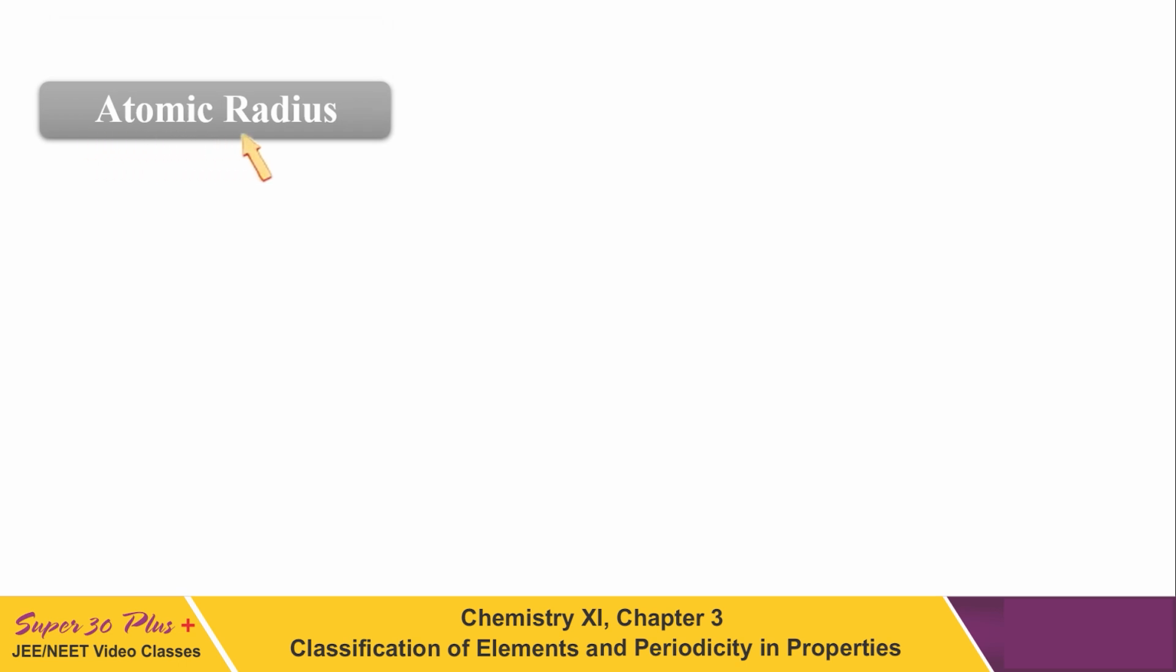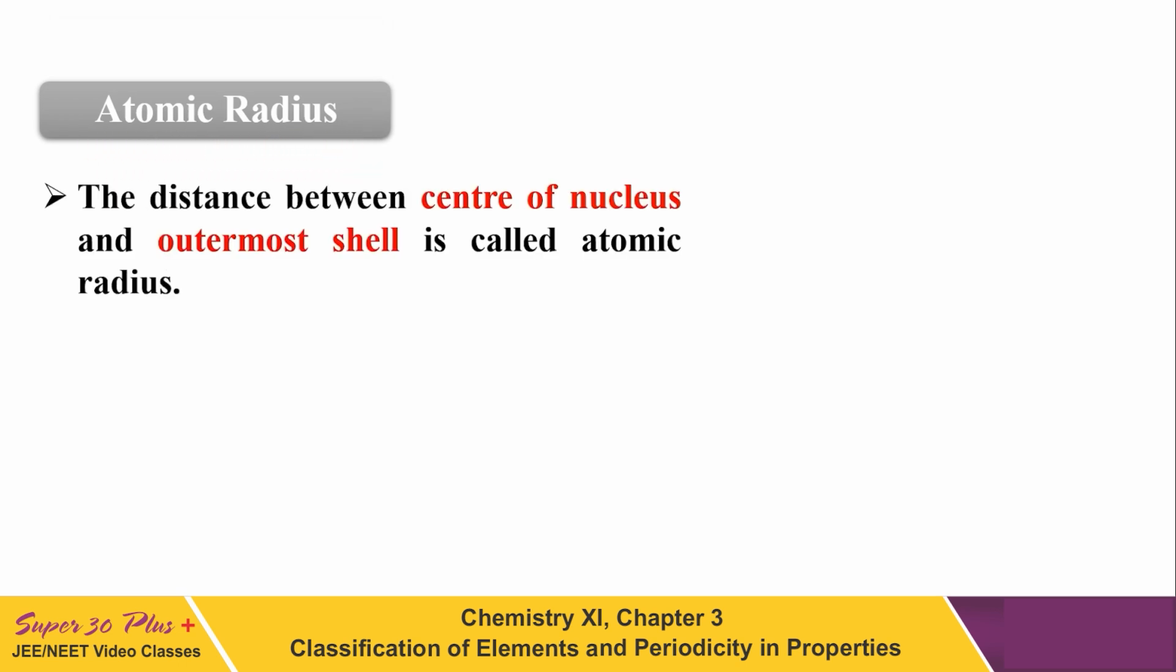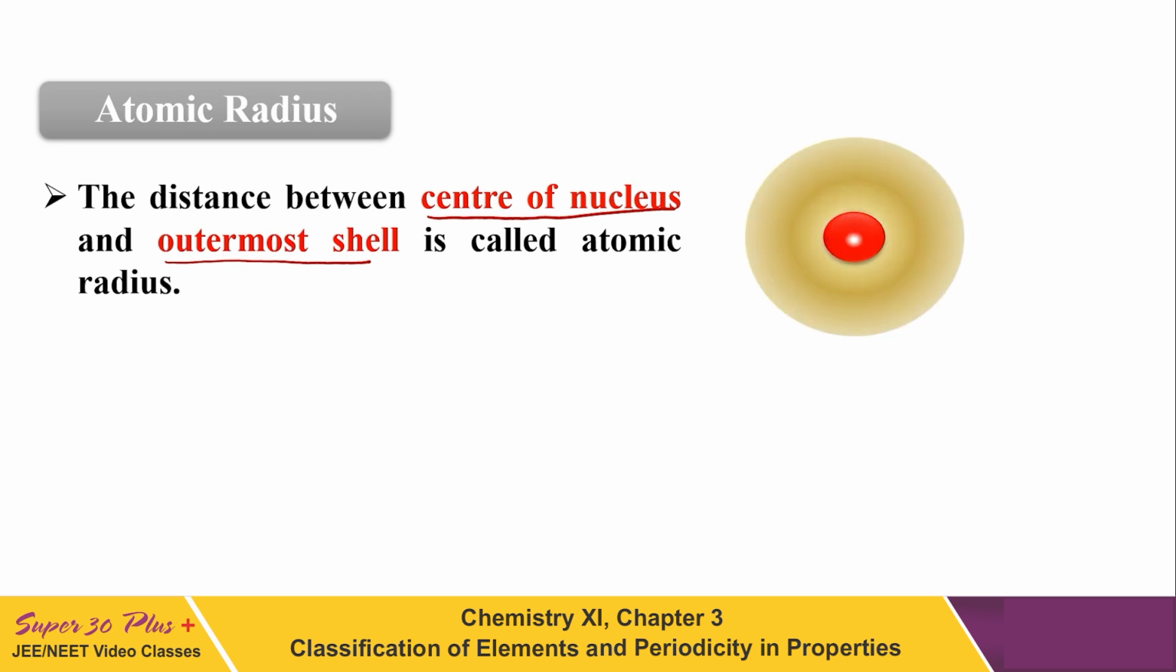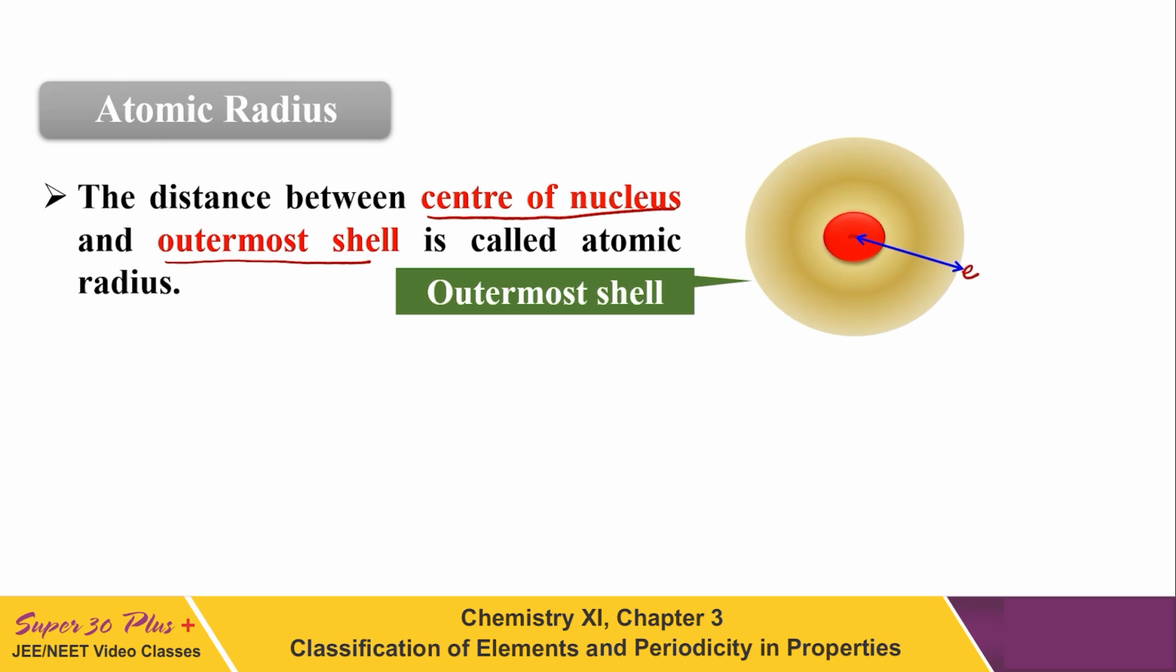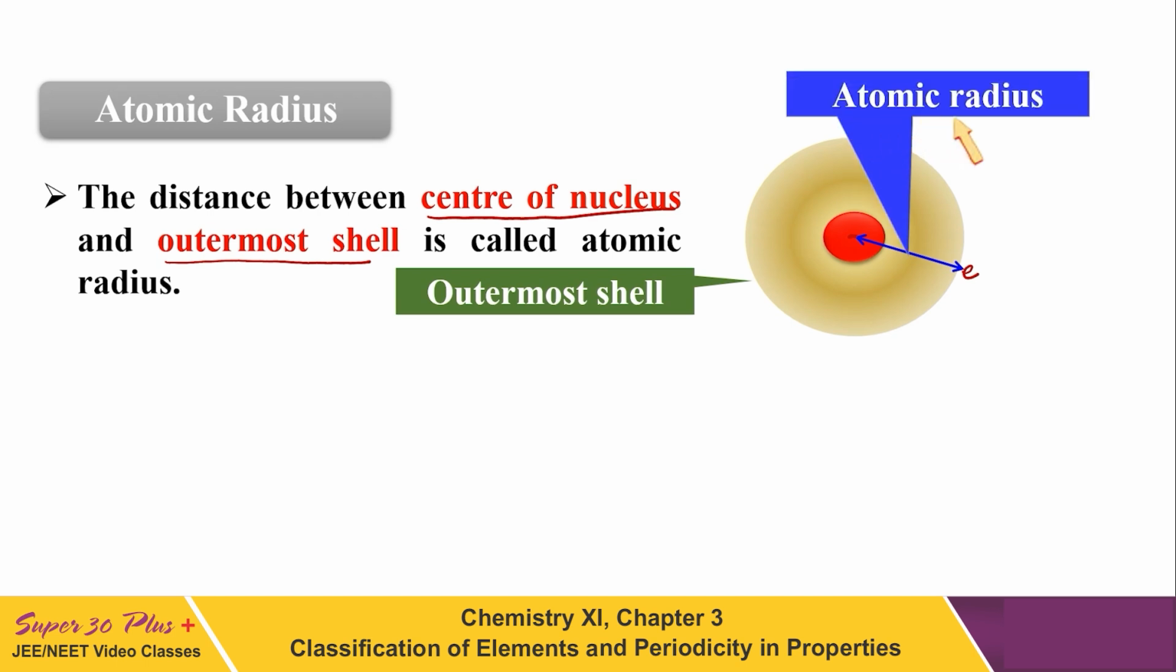So what is atomic radius? As per the definition, it is the distance between the center of the nucleus to the outermost shell or the outermost electron. Whatever the distance between the center of the nucleus, which is right here in the middle, to the outer electron present in the outermost shell, this distance is called the atomic radius. So this is atomic radius, guys.